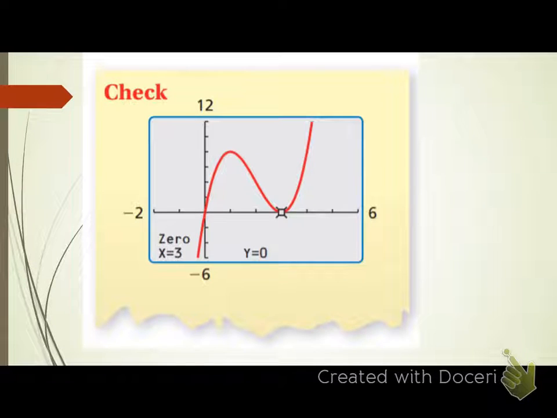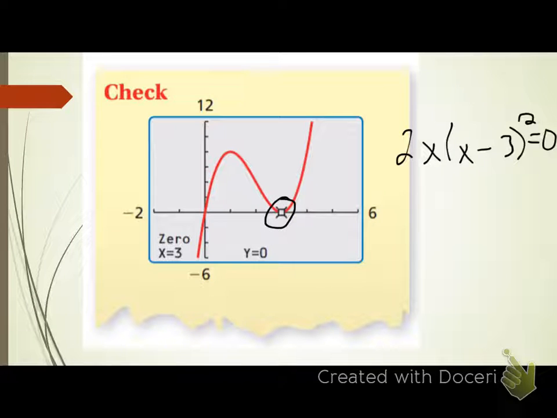So once again, since x minus 3 was raised to an even power, it's just going to touch my x-axis at 3 and not cross it. What do you mean it was raised to an even power? How do you do that?